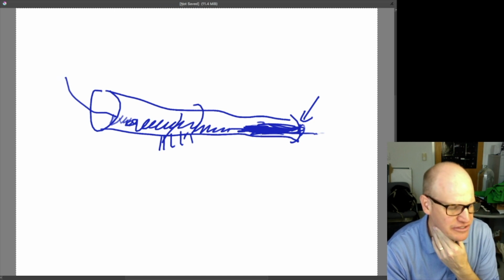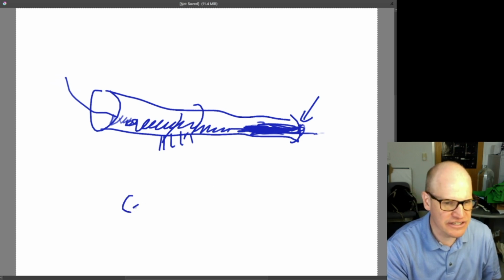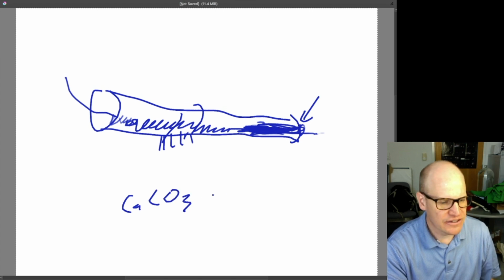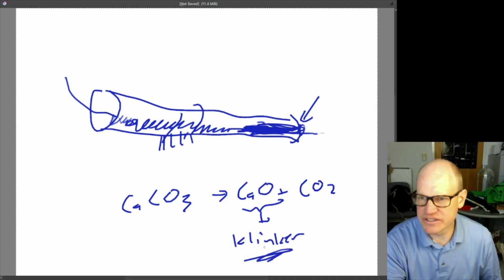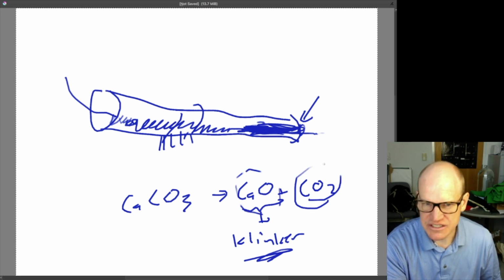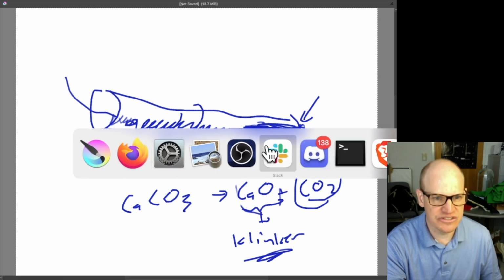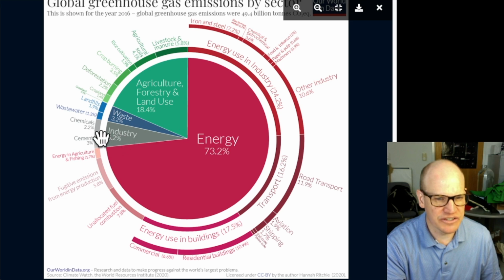So CaCO3, that's calcium carbonate, turns into CaO and CO2. And so that release of CO2, so let me write this down. So you've got CaCO3, it turns into CaO and CO2. Okay, so this thing right here, that is what you need. This forms clinker. And that's what you need to make cement from. So this is what you're trying to get. And this CO2 gets released. And that's the CO2 that goes into this waste right here.